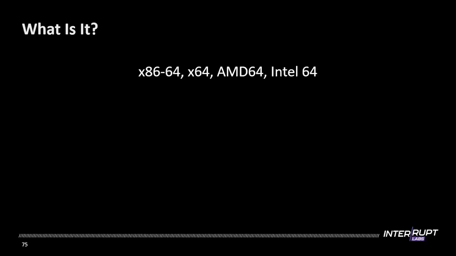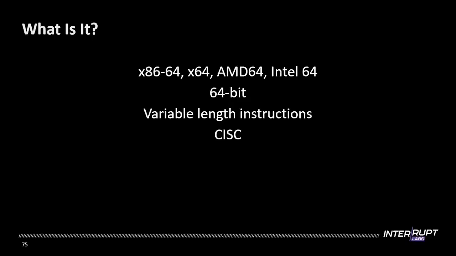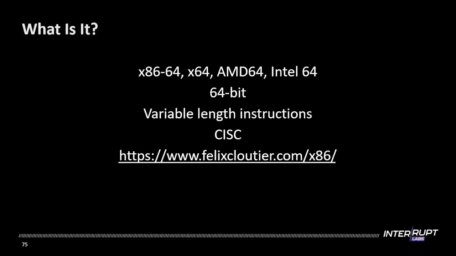It's known by a few different names: x86-64, sometimes just x64, sometimes AMD64, more rarely Intel 64. Like ARM64, it's 64-bit, but unlike ARM64, it has variable length instructions, and these can vary from 1 to 15 bytes. It's CISC, complex instruction set computing. It has some instructions that are very complex. I find this website to be the best reference. You can download a massive PDF from AMD or Intel, but this is a lot easier to navigate.